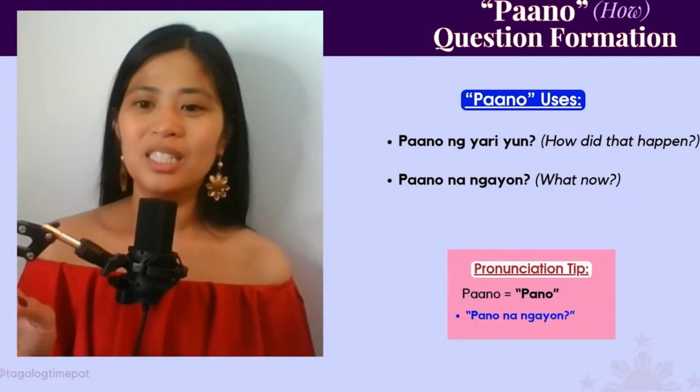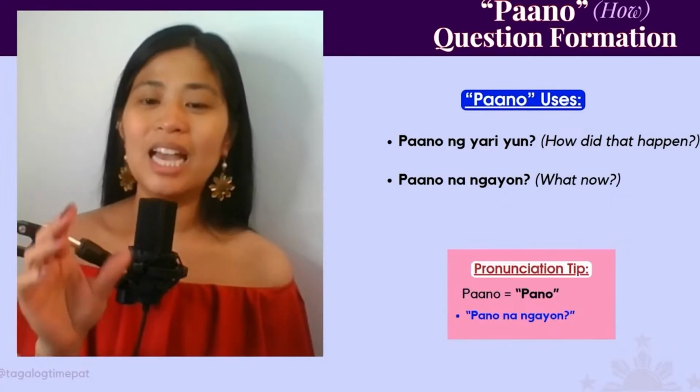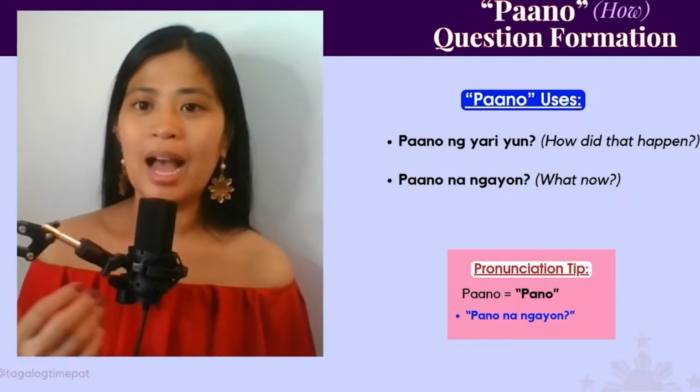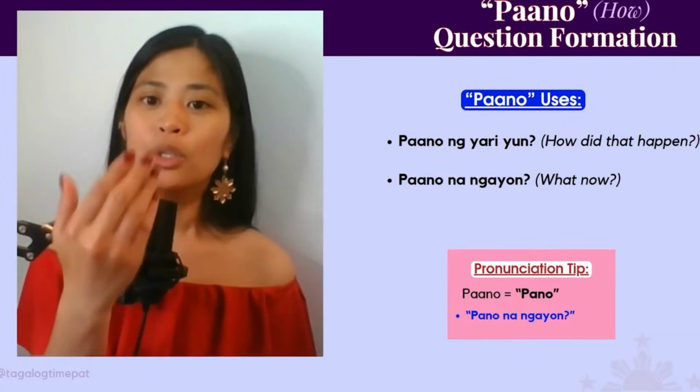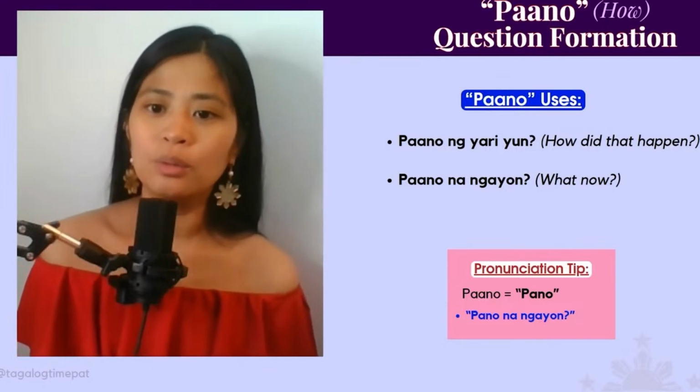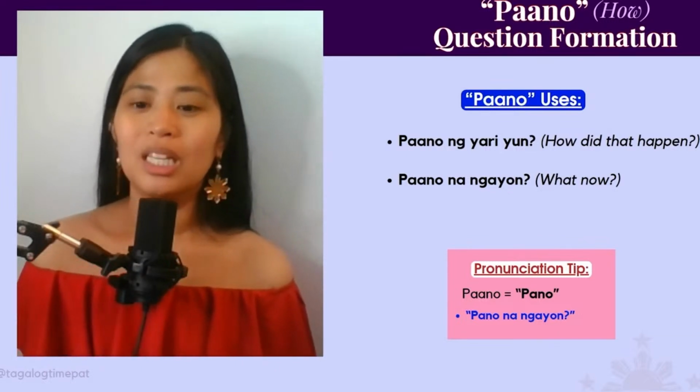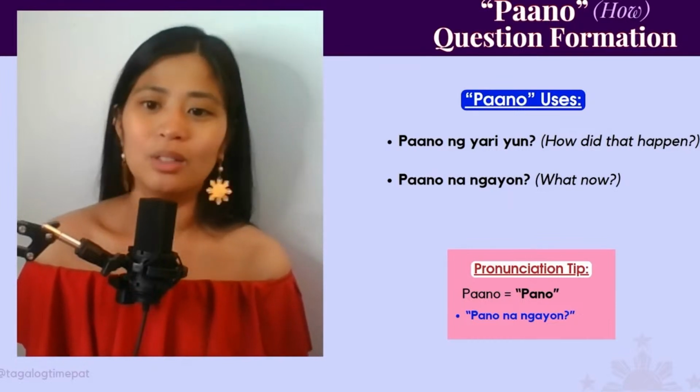And then just a pronunciation tip. It's technically pa-ano. When there are two vowels together, you say them separately. Pa-ano. But when speaking quickly, Filipinos just say paano. Paano na ngayon? Paano na ngayon?